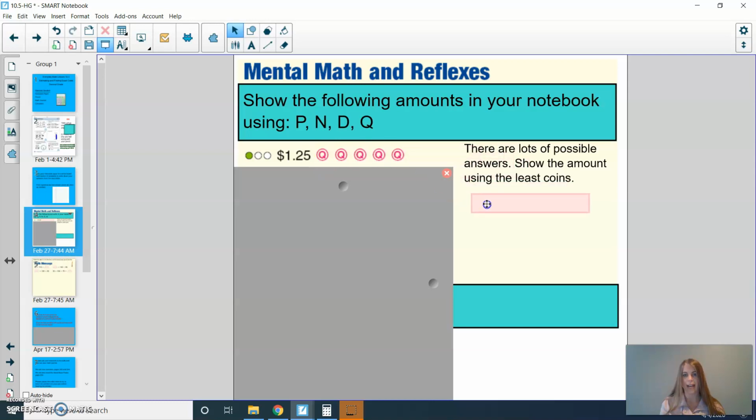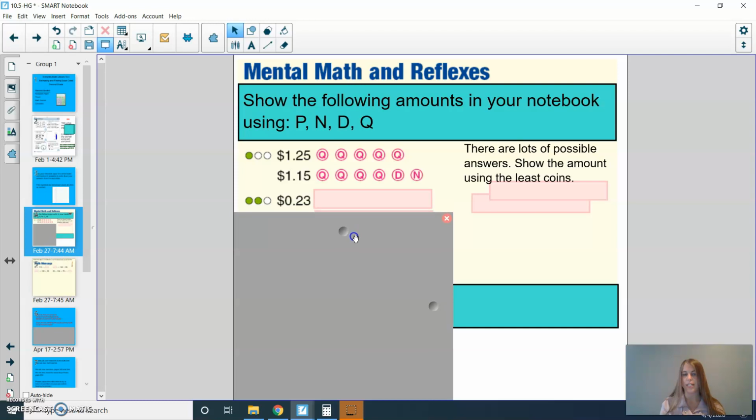$1.25, I could show that using 1, 2, 3, 4, 5 quarters. How would you show $1.15? I could show that by using 4 quarters, 1 dime, and a nickel. How would you show 23 cents? And you can press pause to solve and then play to hear the answer. I would show that with 2 dimes and 3 pennies.